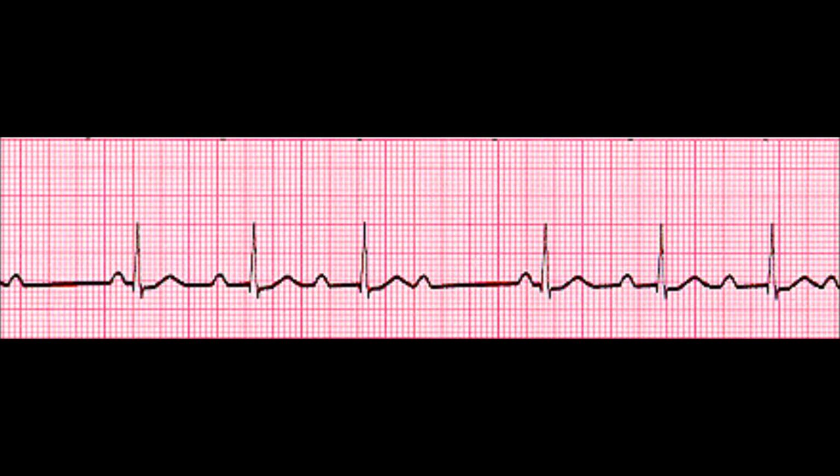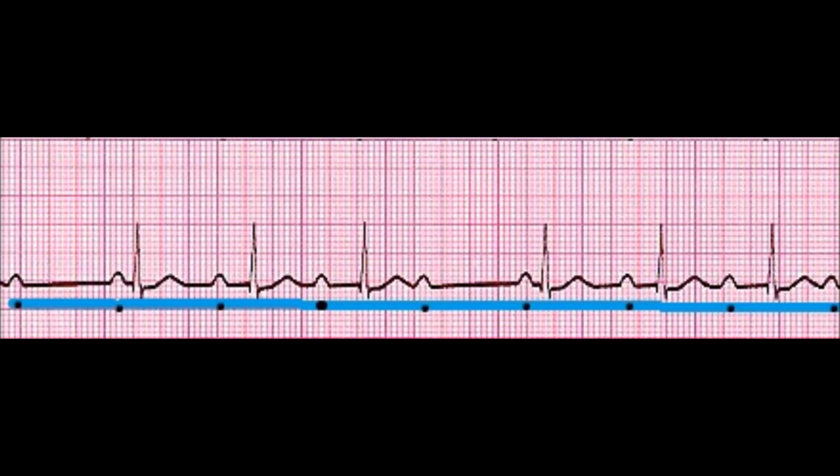So here's a pretty classic second degree type 1. The first thing you'll notice is that there are a couple of dropped complexes here. There are some QRS complexes that should be there and are not. If you take the time to measure out the PR interval, you will see that it elongates over about 3 beats and then drops. This is pretty classic of the second degree type 1, or the Wenkebach, or what's also called Mobitz I.